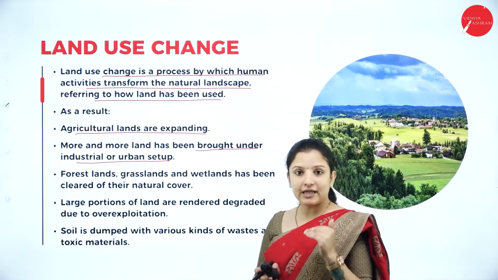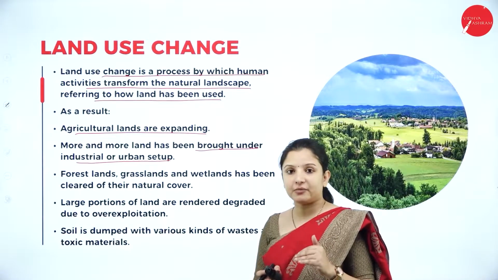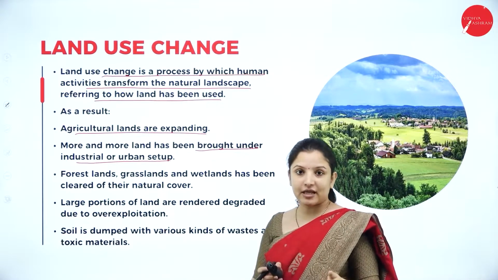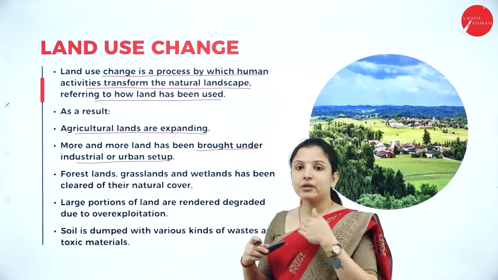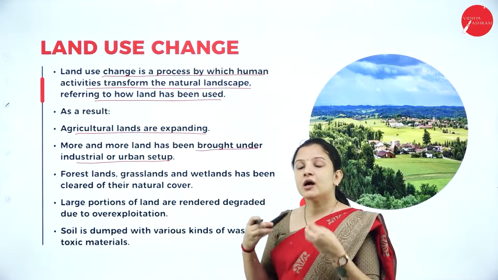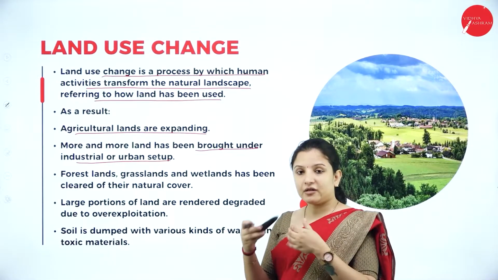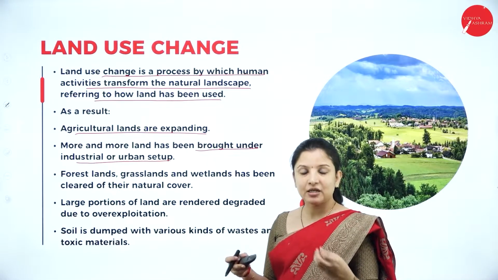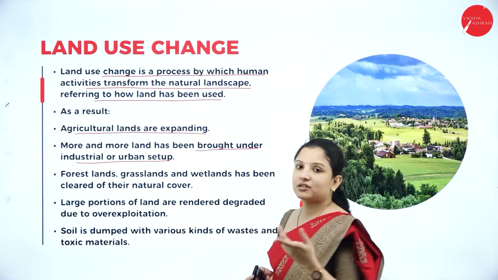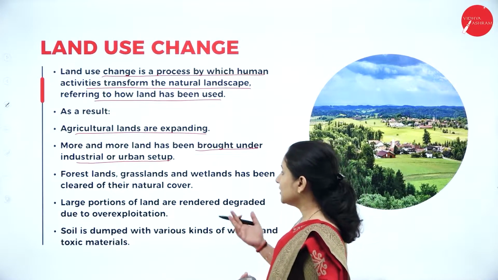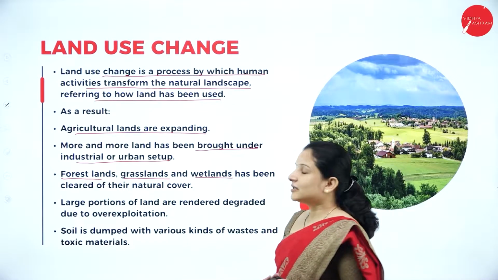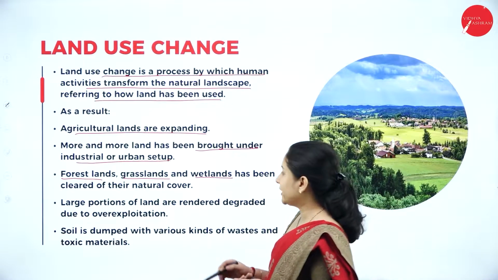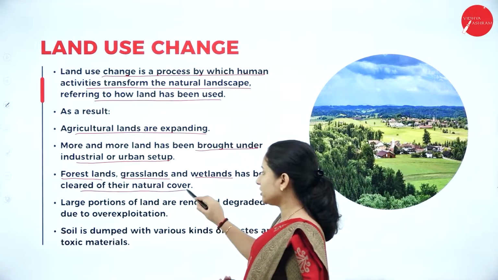But because of land use, improper use of land by human beings, that forest landscape got converted into an industrial landscape. So that is nothing but land use change because of the benefits that human beings need. For that purpose, they are misusing the lands for various reasons. Next, forest lands, grasslands and wetlands have been cleared or completely removed of their natural cover.